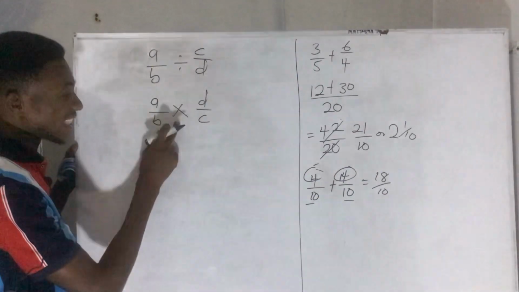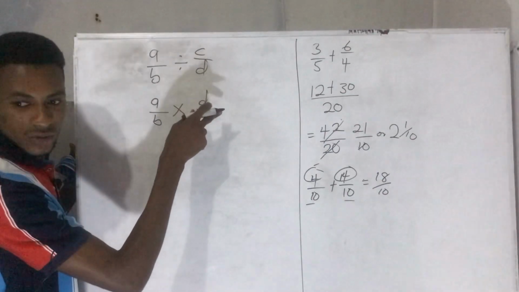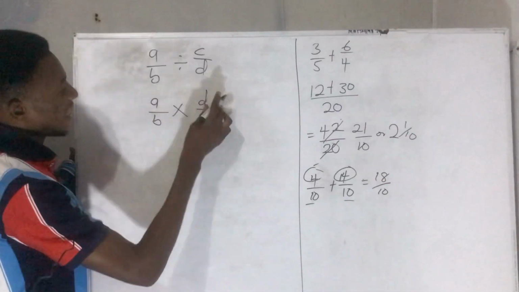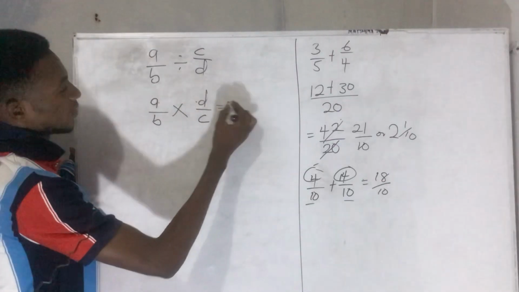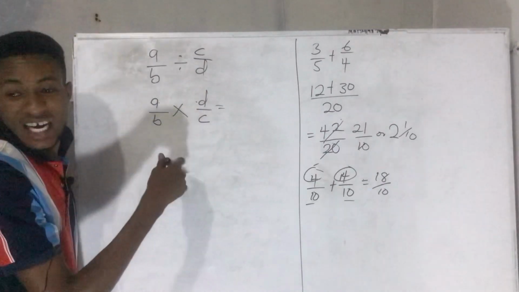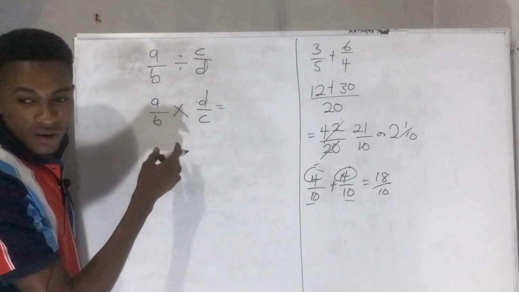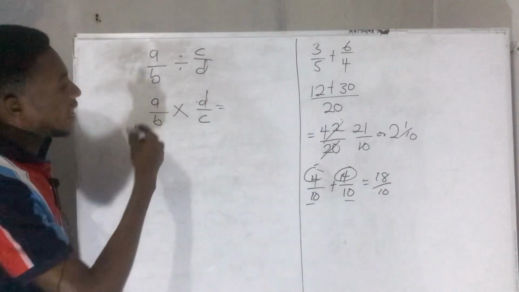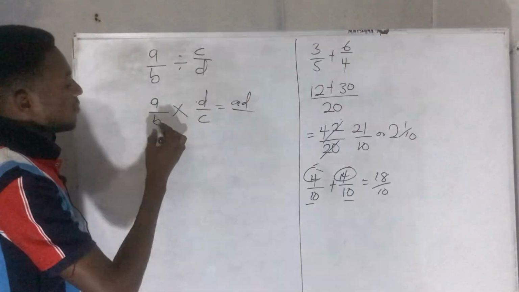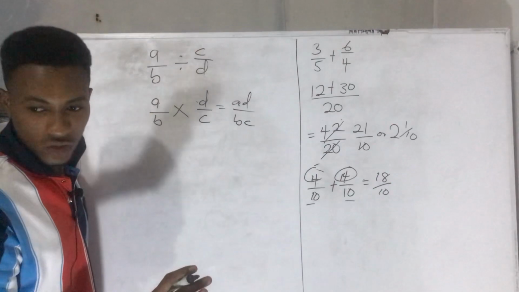You turn it upside down once you change the sign. Do you understand? So now you multiply direct. Because we are already done with multiplication, when you do it like this, you can go back to the first principle of multiplication of fractions. So a times d is ad, then b times c is bc. You are done. Do you understand?